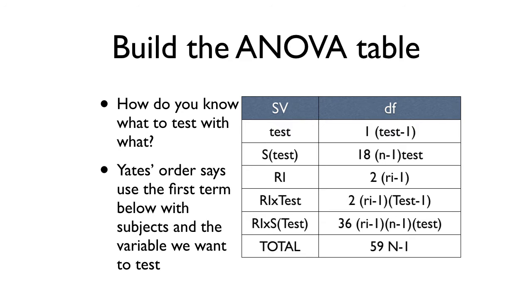This is called Yates order. This way of presenting the variables is Frank Yates' idea. He was one of the people who started doing analysis of variance, along with Fisher. And then what are the error terms? Test and subjects within test, retention interval by subjects within test, retention interval by test, retention interval by subjects within test.